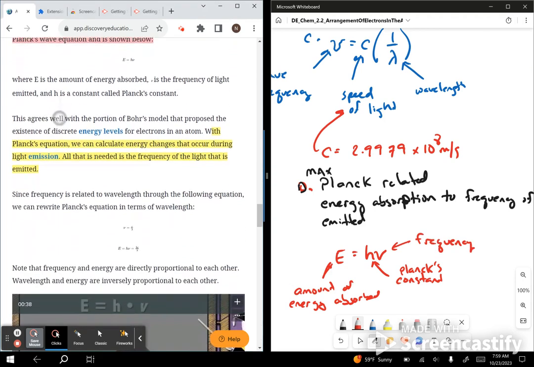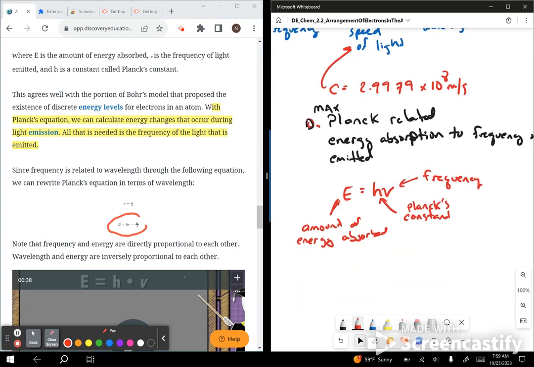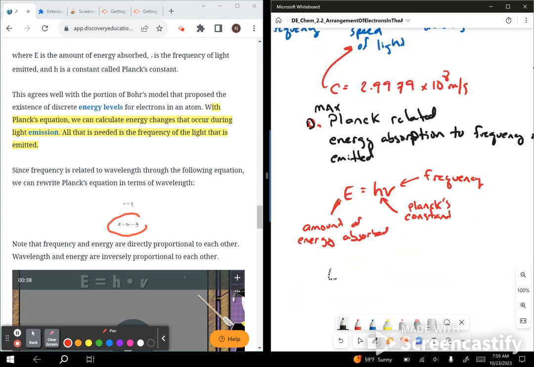Okay, and I think the last really interesting part here is that you can actually relate the two equations, where E equals h nu, and you substitute nu with c over lambda. And that is important, so let's just go ahead and write that down. E is equal to h nu. Substitute this nu. And what was the nu? It was the speed of light over lambda.